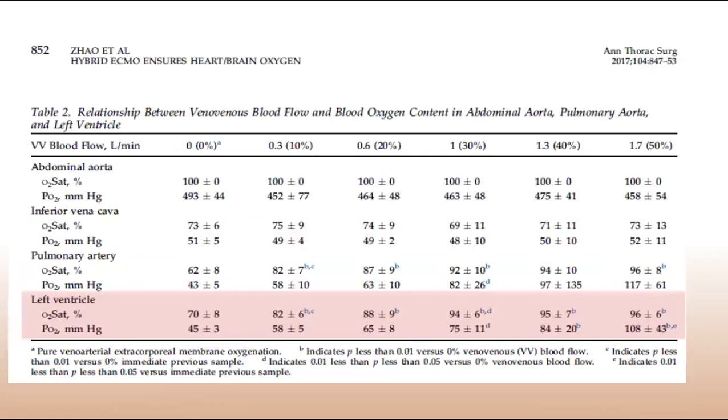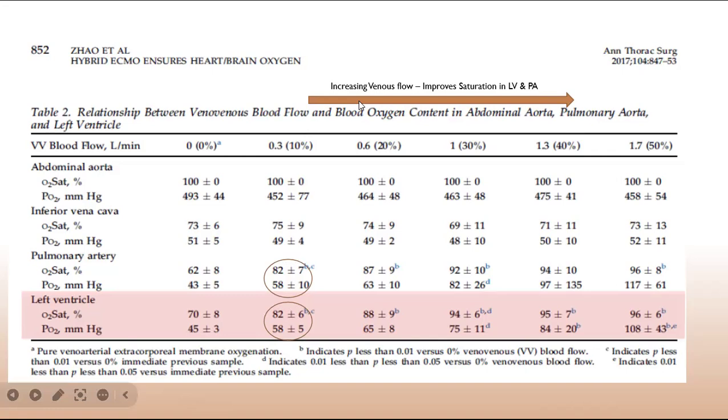Coming to some statistics, what's the reason for hybrid ECMO? In hybrid ECMO, the biggest advantage is that it ensures cardiac and cerebral perfusion. If you see the statistics from ELSO here, as the venous blood flow has been increasing, there is a saturation improvement. The saturations in different parts, the IVC, pulmonary artery, left ventricle, and abdominal aorta, have been plotted in this graph here.